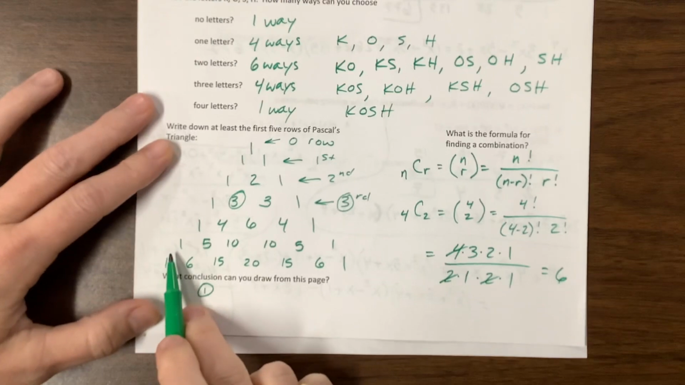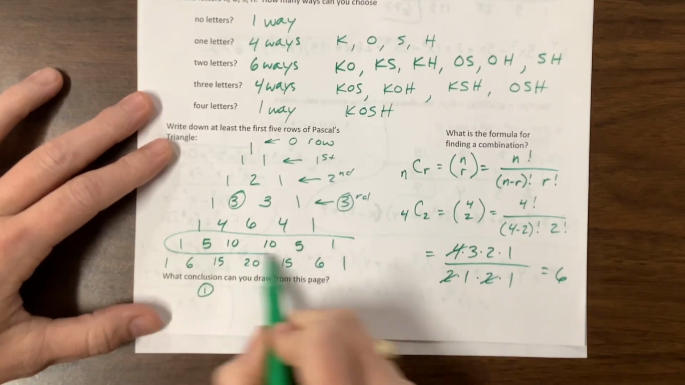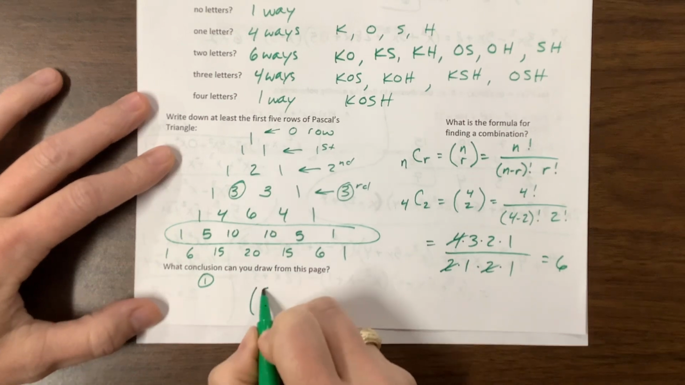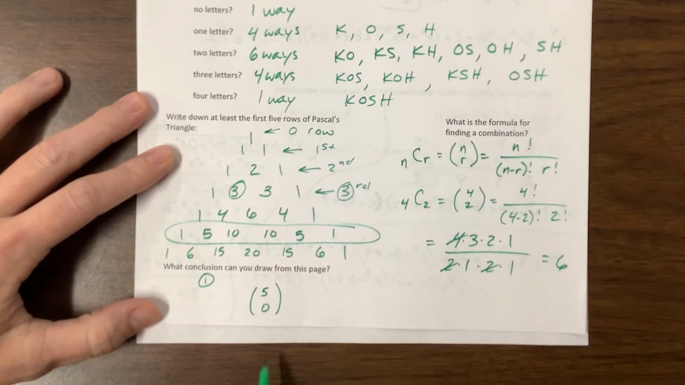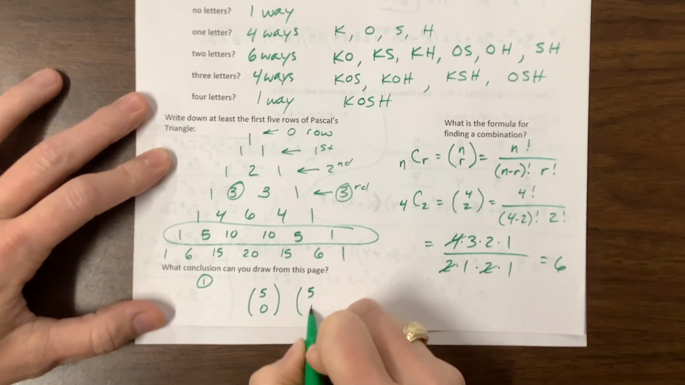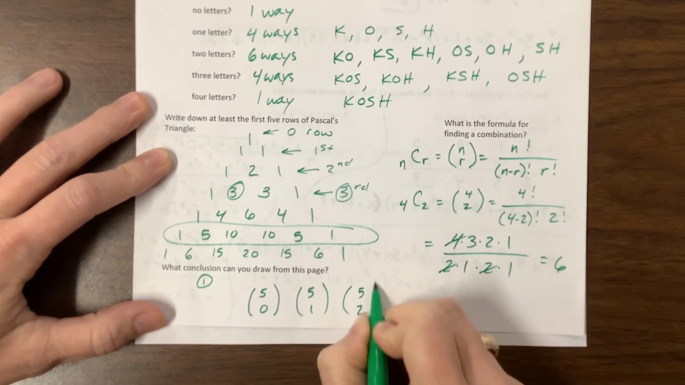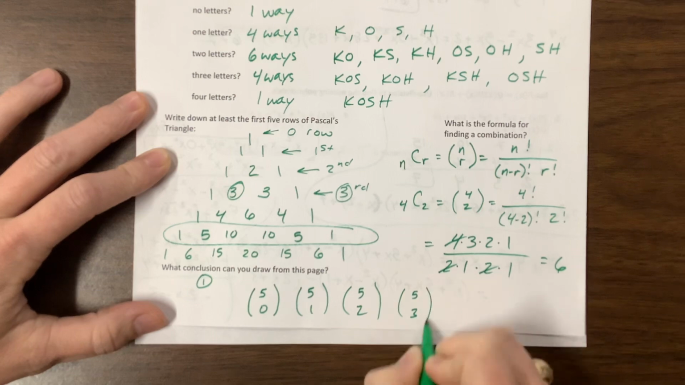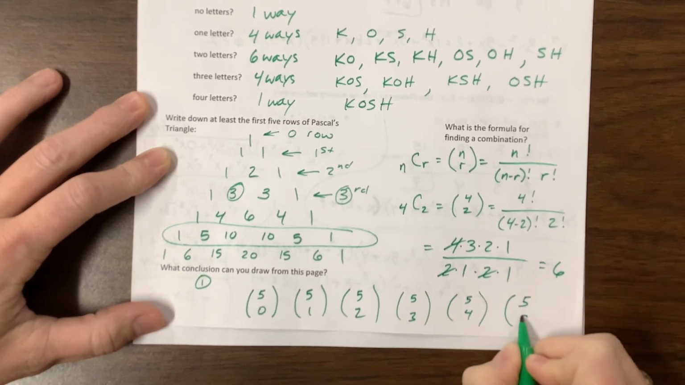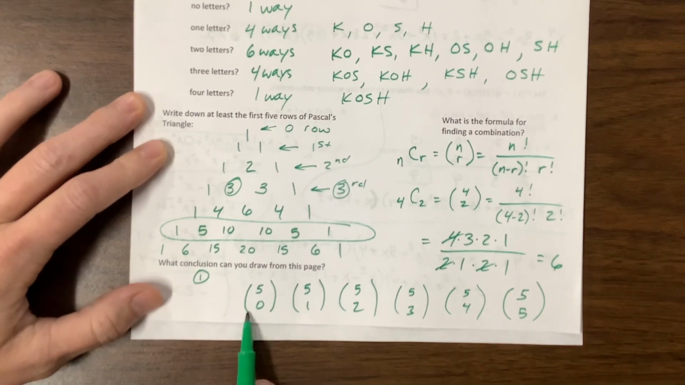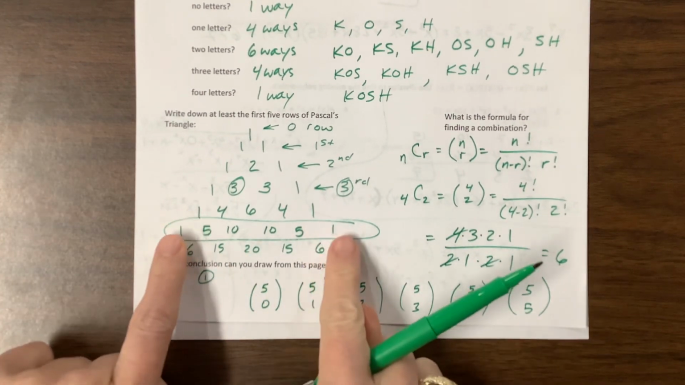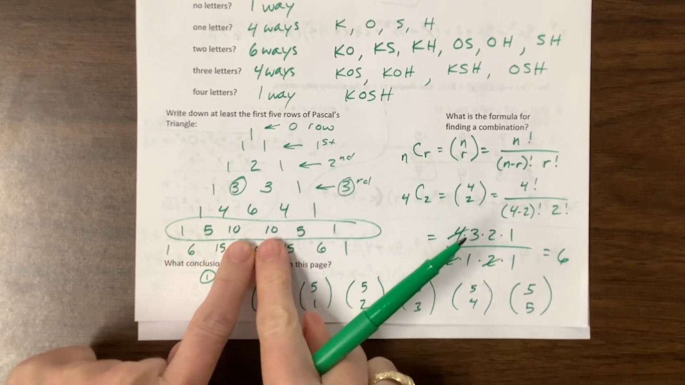If I were to write out, say, this 5th row as combinations, I could say 5 choose 0, and then it's 5 choose 1, it's 5 choose 2, it's 5 choose 3, it's 5 choose 4, and the last one is 5 choose 5. The cool thing, though, is that there's symmetry. So these match, and those match. Just like up here, these match, and those match.